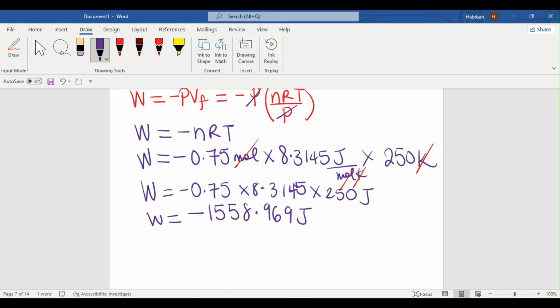So of course, because we want to clean up our work, we can just do this in kilojoules. We can also determine the value in kilojoules. So that's going to be W equals negative 1.55897 kilojoule. So that's how you do it.